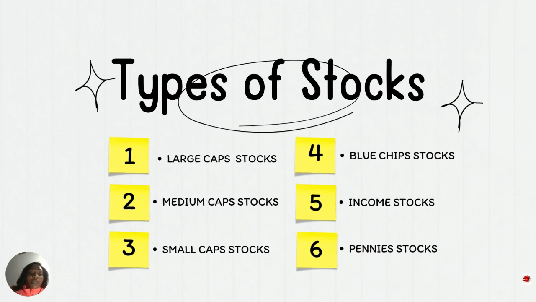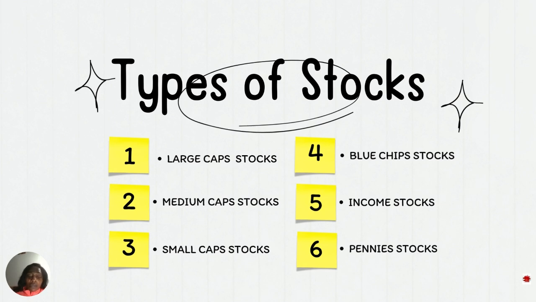The types of stock: we do have large cap stock, medium cap stock, and small cap stock. We do have blue chip stock, income stock, and penny stock. Now, there are others, like growth stock and all that, but I just chose those six main ones. There's a reason for that. I think we mostly trade around those types of stock.